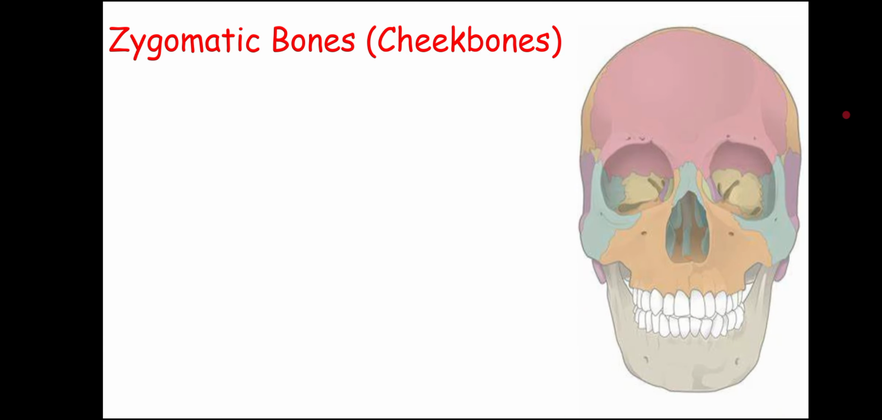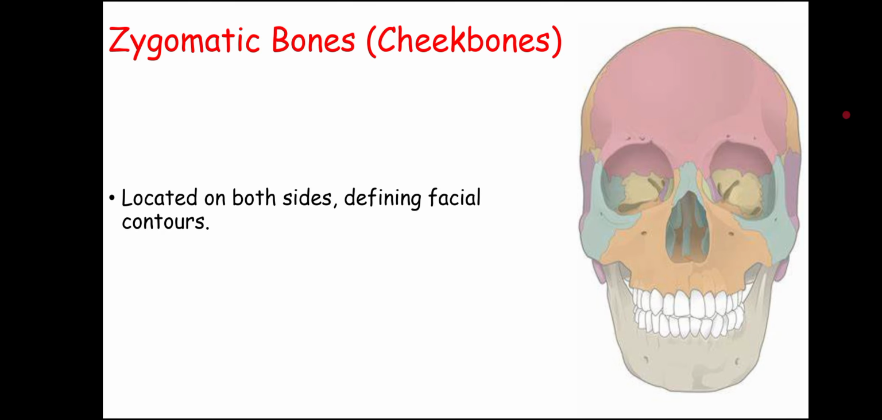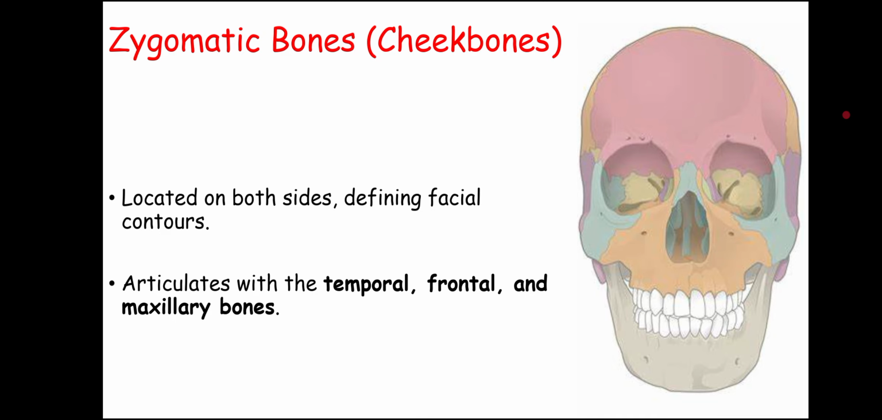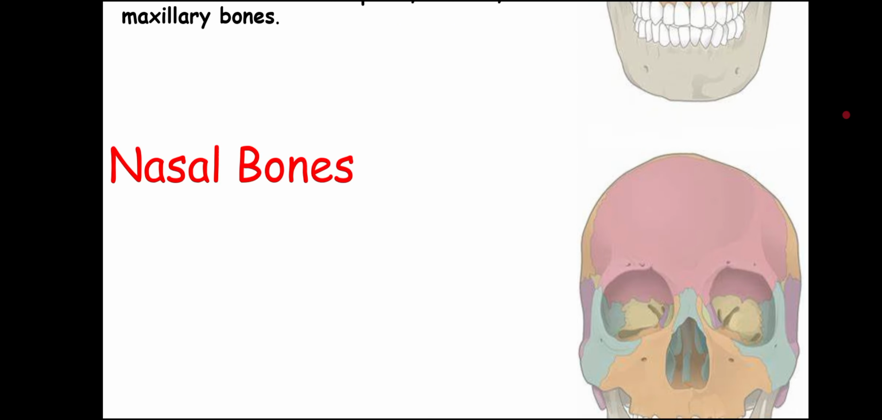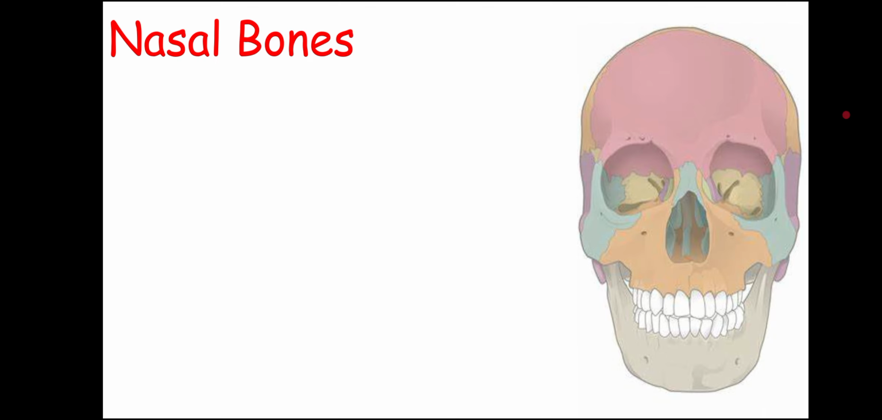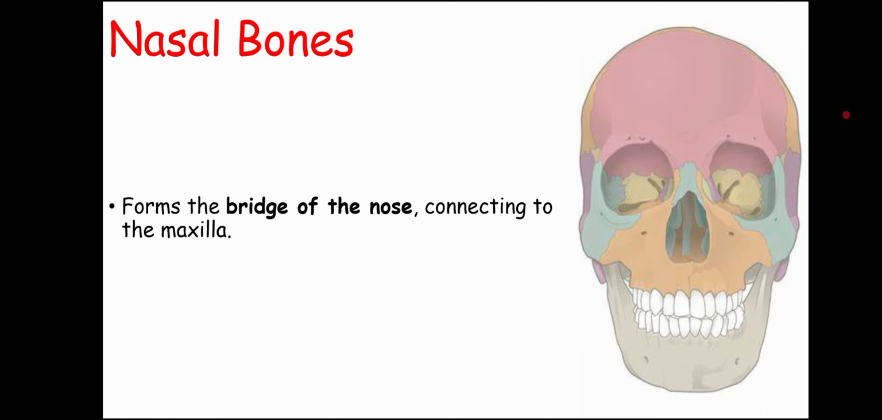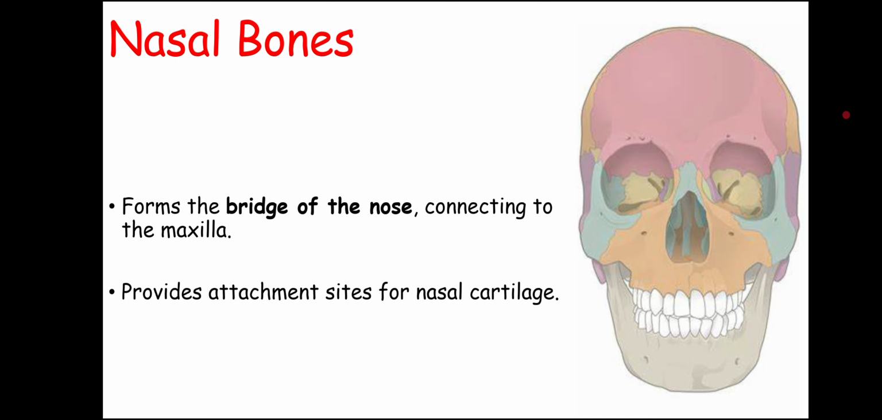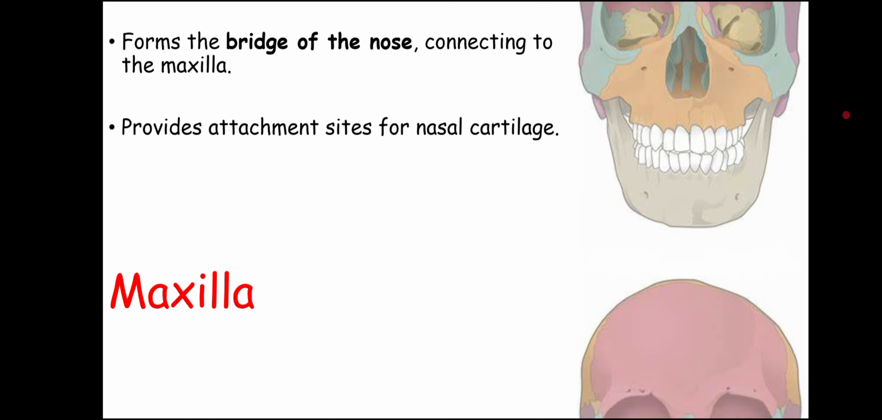Next bone we are going to talk about is zygomatic bone, that is also called as cheekbone. There you can see the green bone is zygomatic bone. It is located on both sides and it defines the facial contour. It articulates with the temporal bone, frontal bone, and maxillary bone. Next bone we are going to talk about is nasal bone. It forms the bridge of the nose connecting the maxilla and it provides attachment site for nasal cartilage.